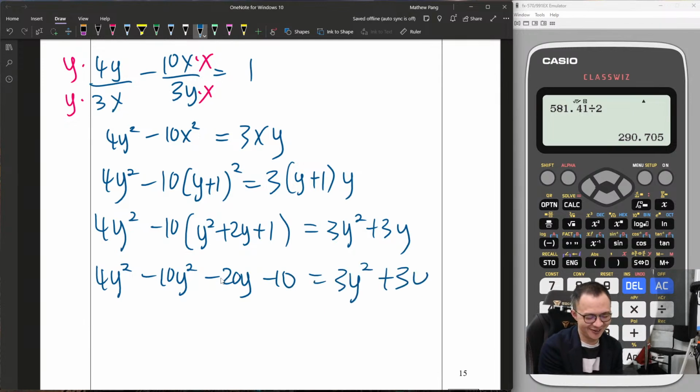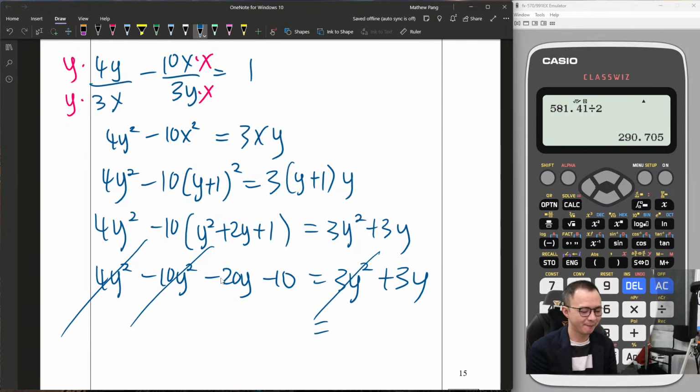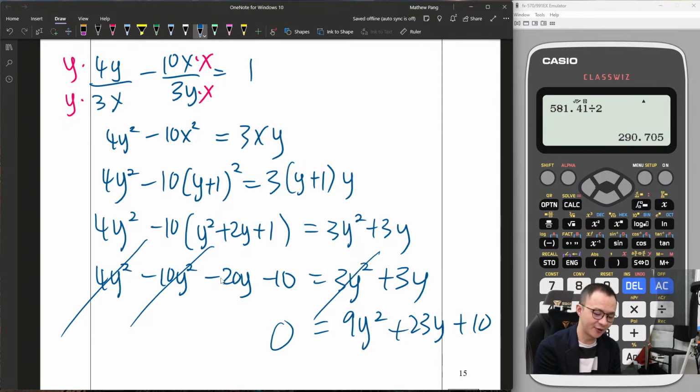So much work. Okay. I still have 9 of it, isn't it? Yeah, still have 9y squared here. This one moves here: 23y plus 10 equals 0.